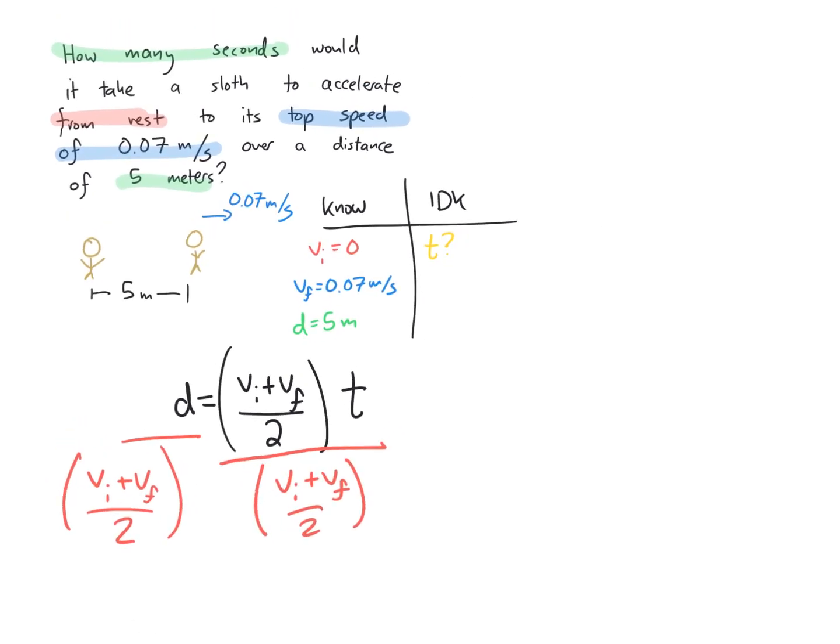So we're going to get t equals d divided by (v sub i plus v sub f) divided by 2. Well, when we divide by a fraction, we're really multiplying by its reciprocal. So that 2 is going to climb up top. And so we're going to get 2d divided by (v sub i plus v sub f). And so all we have to do is plug and chug, and we should get our final answer.